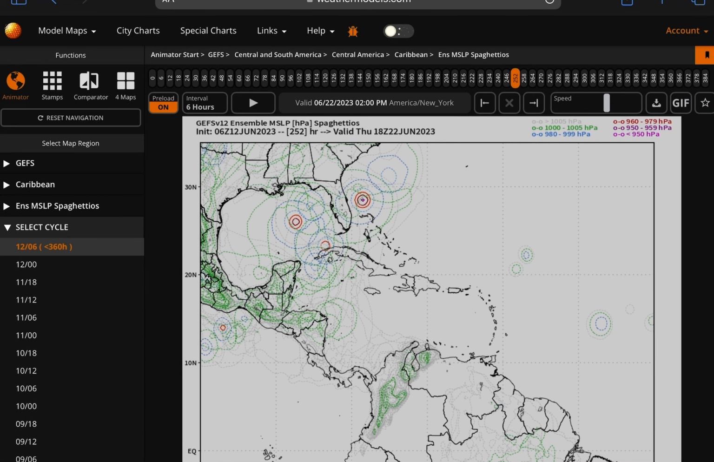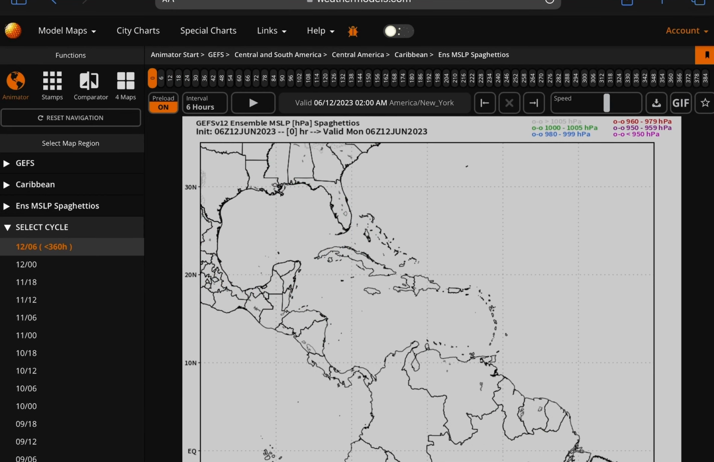Basically, what I'm saying here is these reds are the ensembles showing those red circles, and the purples and the pinks are the ones that show the strongest systems, though even the blues we have to watch out for, because that is still tropical storm and hurricane force winds, which can also bring heavy rainfall.